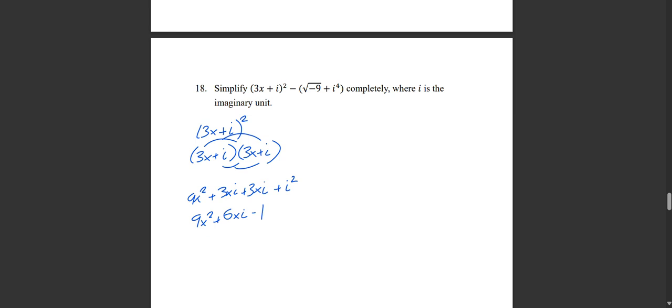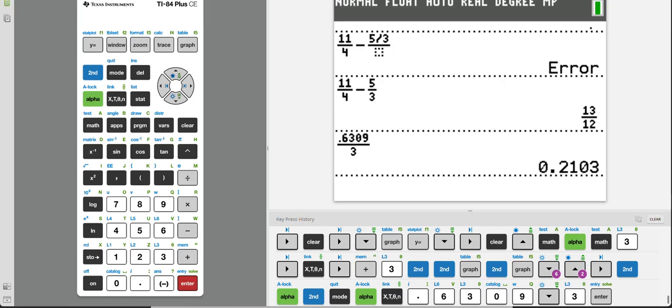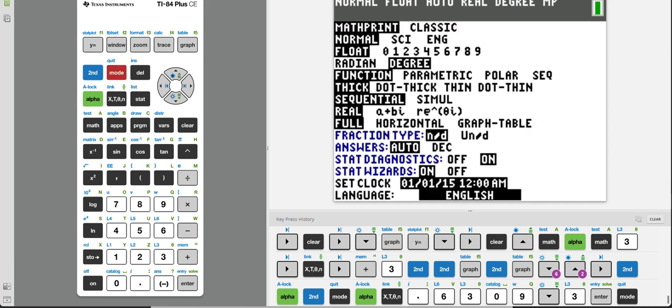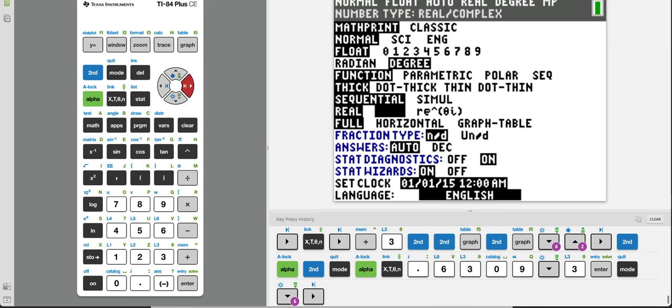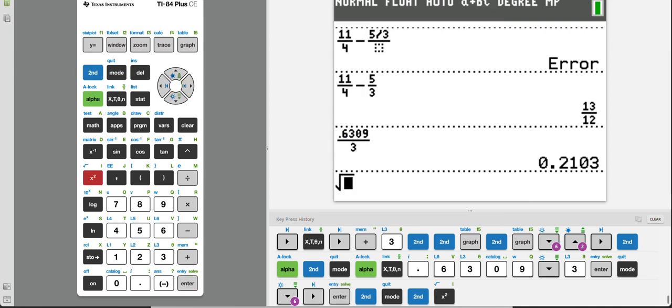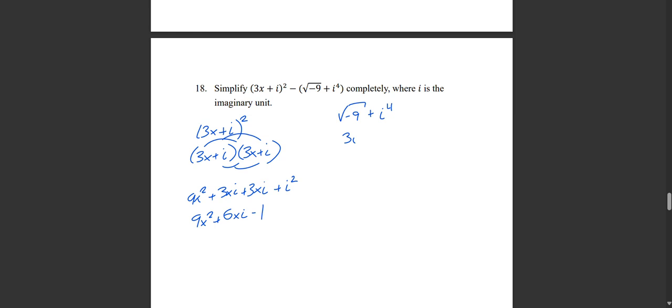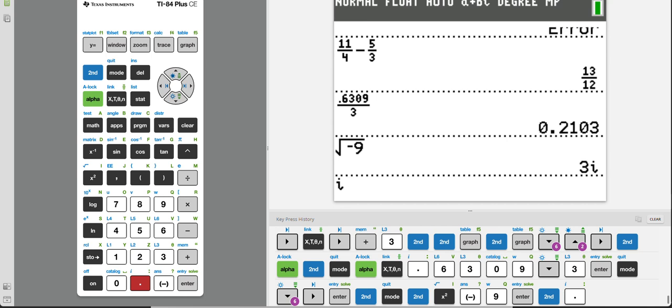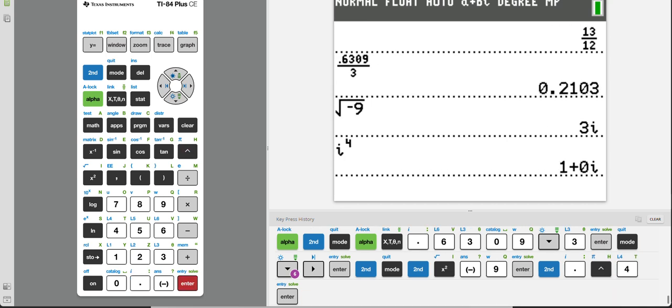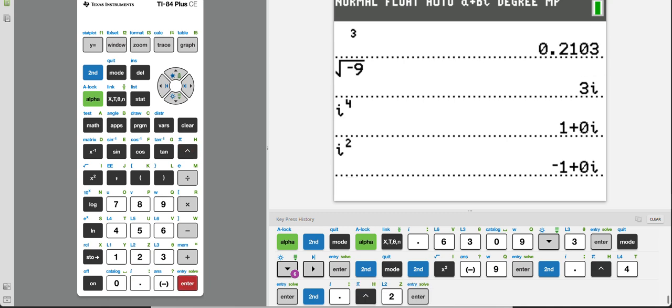And then we have root -9 plus i to the 4th. Okay, so we'll root -9. I can put that in my calculator, assuming that I'm in a plus bi form, right? I'm allowed to type imaginary numbers. So root -9, that's just 3i. So 3i plus i to the 4th, which is equal to 1. And of course, if you forgot i to the 4th, you can type i to the 4th. It's 1. And you could have tested out i squared as well, and you would have gotten -1.